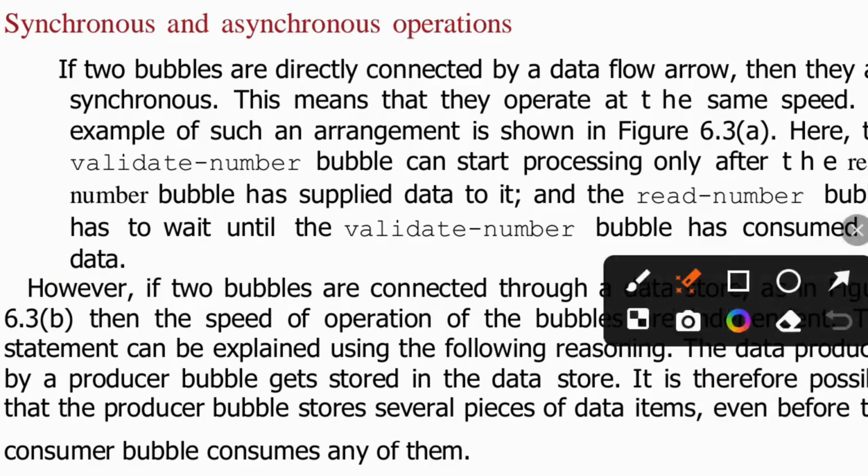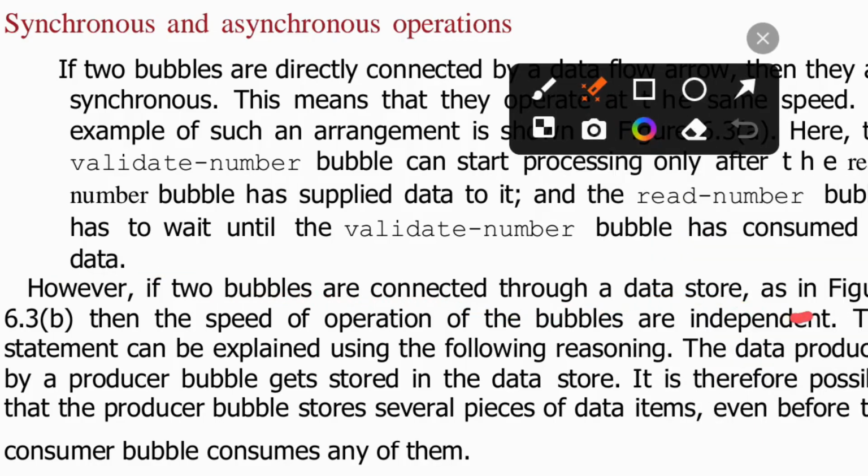However, if two bubbles are connected through a data store, as in figure 6.3, then the speed of operation of the bubbles is independent. This statement can be explained using the following reasoning. The data produced by a producer bubble gets stored in the data store. It is therefore possible that the producer bubble stores several data items even before the consumer bubble consumes any of them.